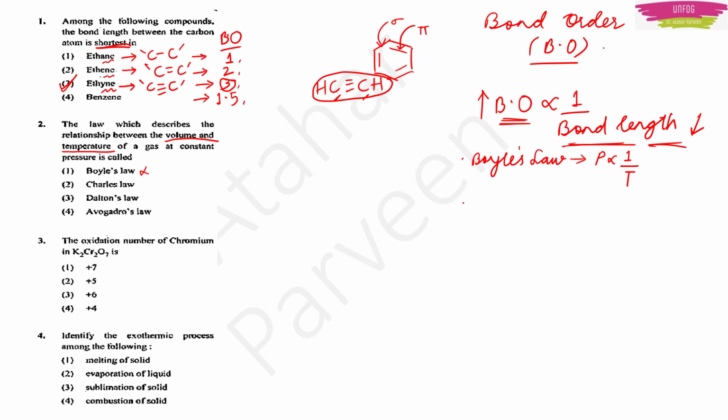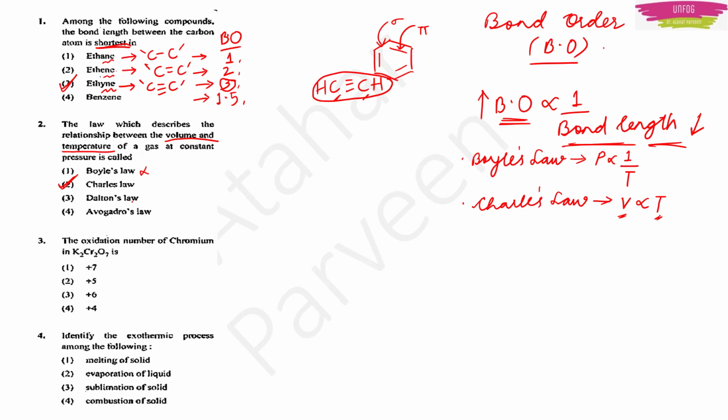Then next we have Charles' law. Charles' law gives us a relationship between the volume and temperature of the gas. According to Charles' law, volume is directly proportional to temperature. So we have volume and temperature both. So the correct option should be the second option, Charles' law.